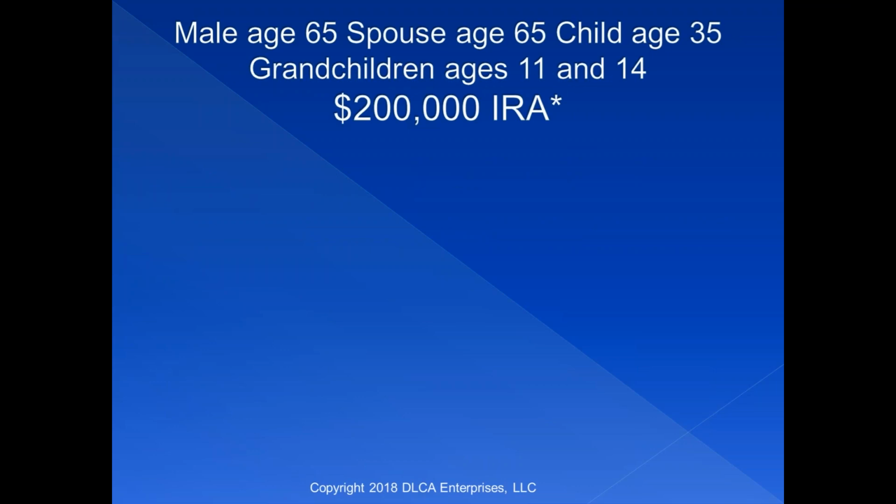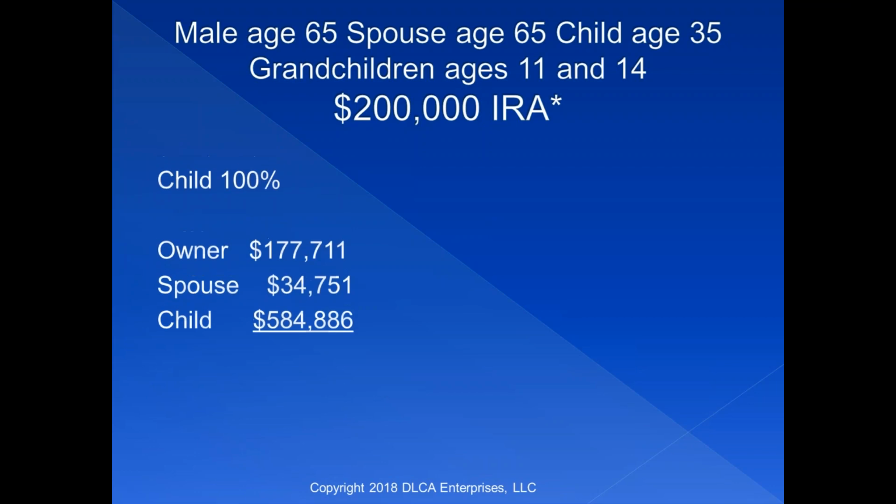They have a child age 35. They have, in this case, I'm going to use two grandchildren ages 11 and 14. The amount of the IRA is $200,000. Now, here's how it looks if they make the child or children 100% contingent beneficiaries.